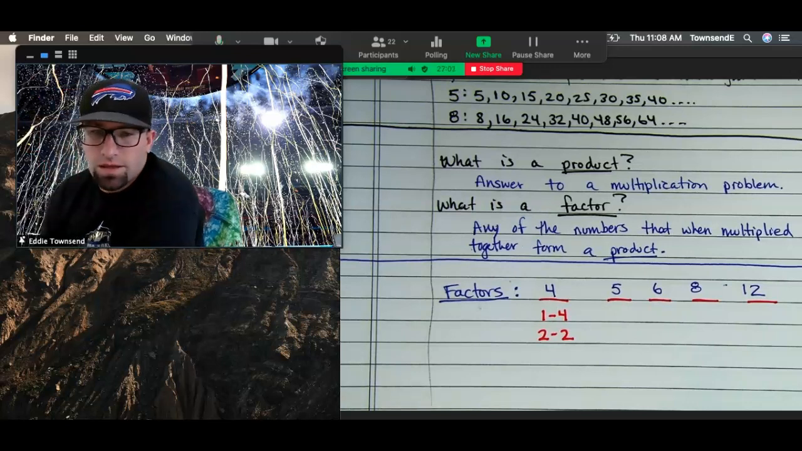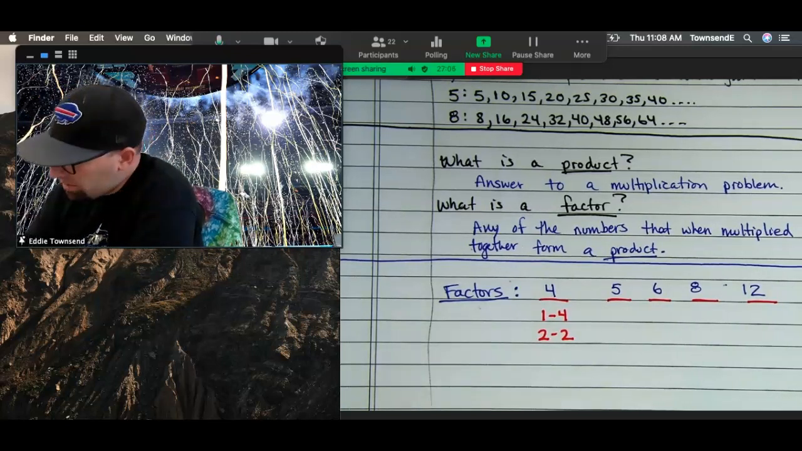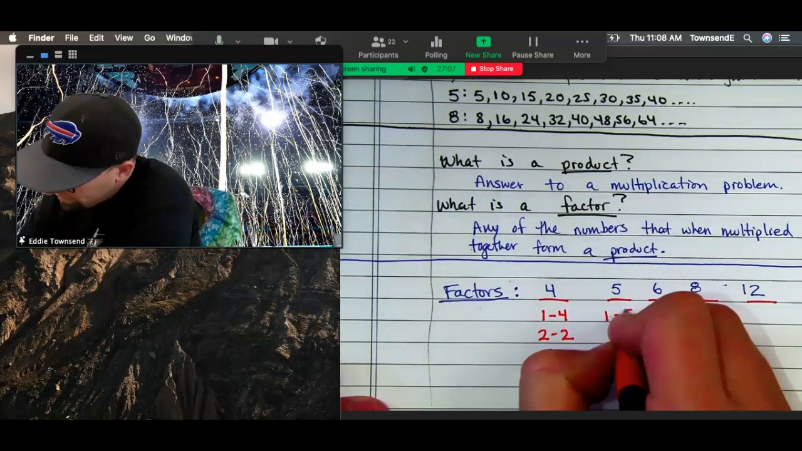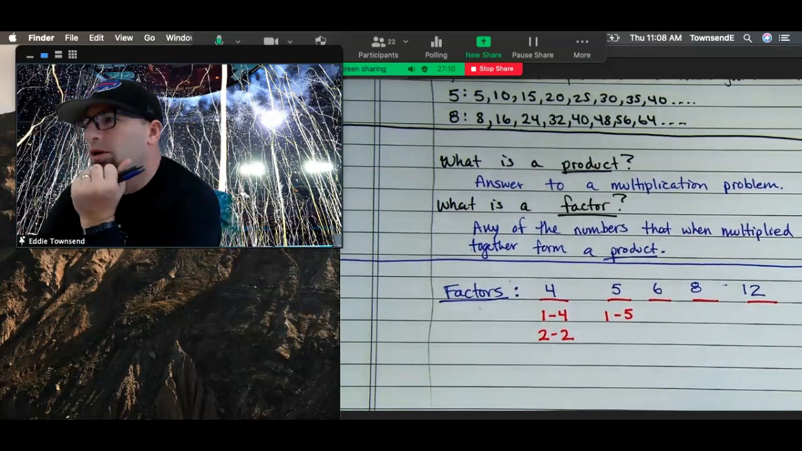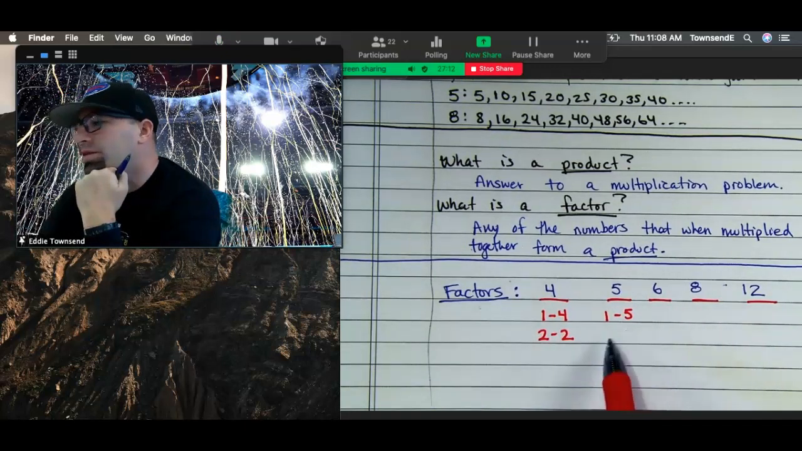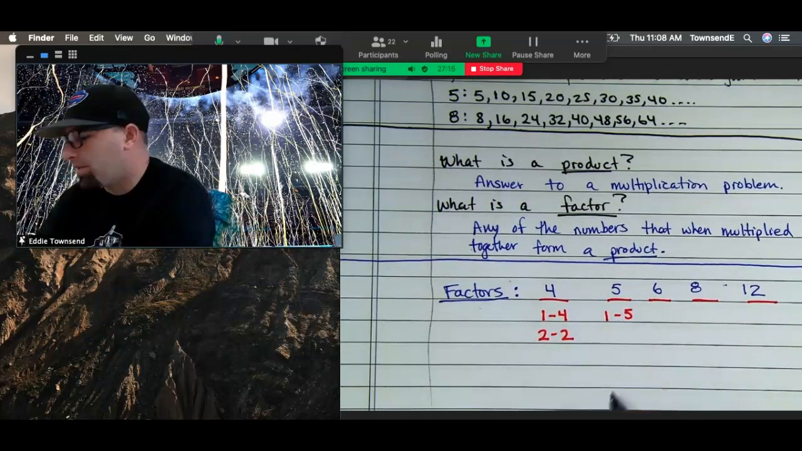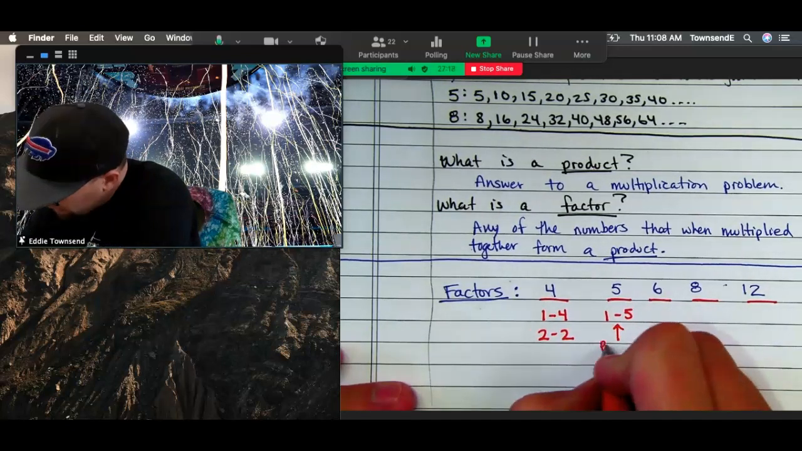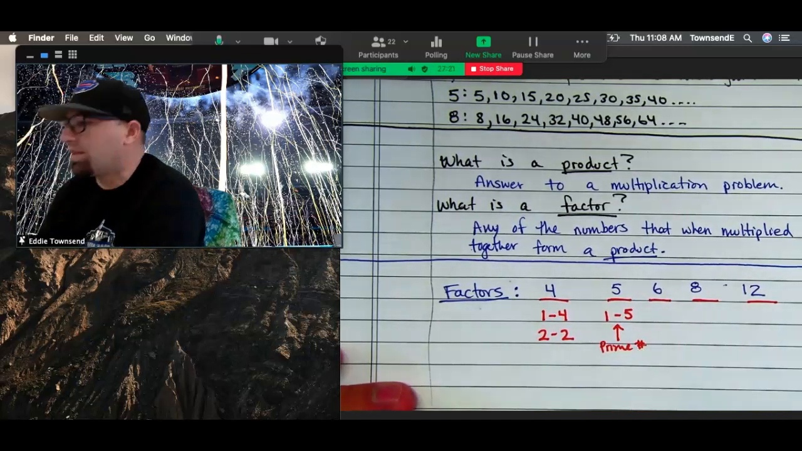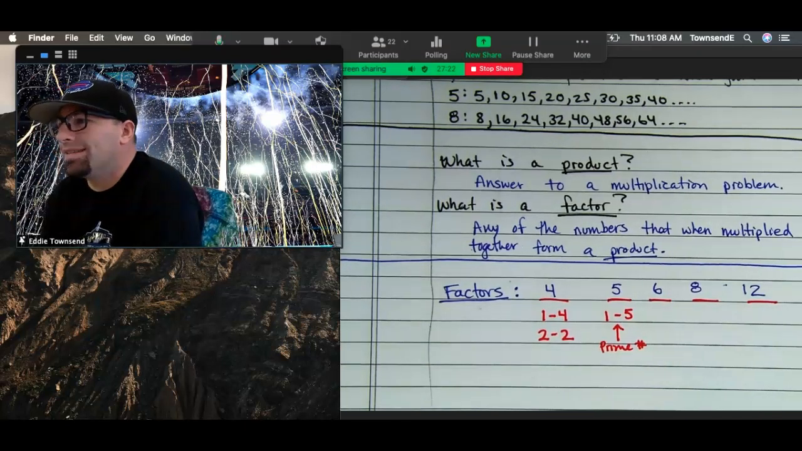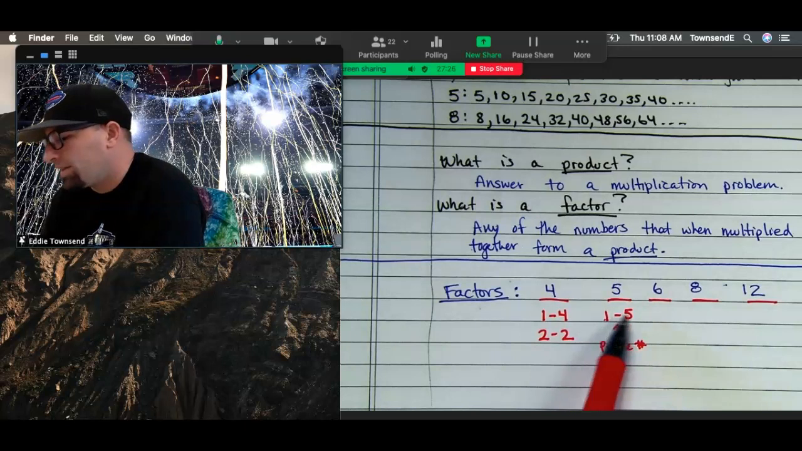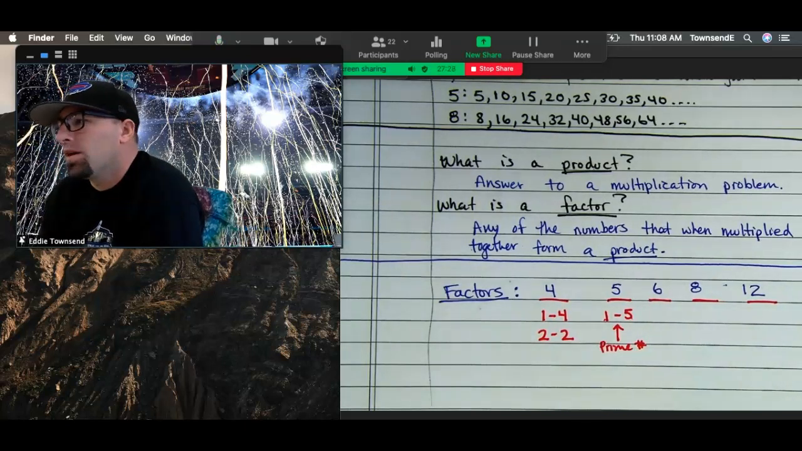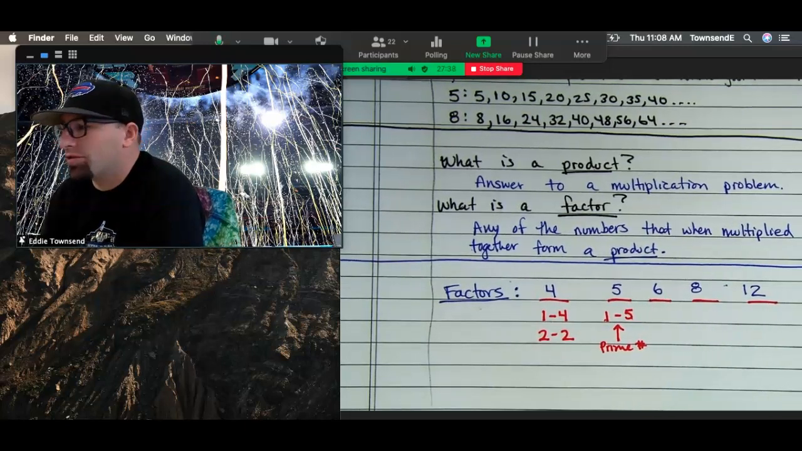Okay? Now, we've got 1 times 5. Now it's got to be whole numbers, right? So 2 times nothing, 3 times nothing, 4. So this is called a prime number. A prime number, because its factors are only 1 and itself. So right here we've got factors of 1 and itself. That's a prime number. So numbers like 3, 5, 7, 13, 17, those are numbers that can only be multiplied by 1 and itself. Those are called prime numbers.